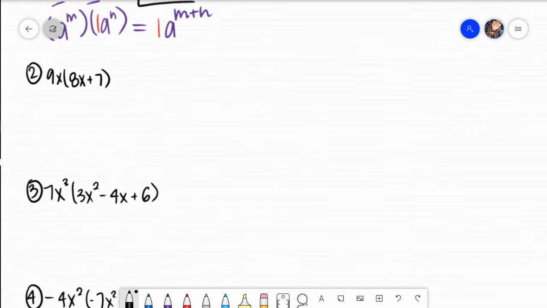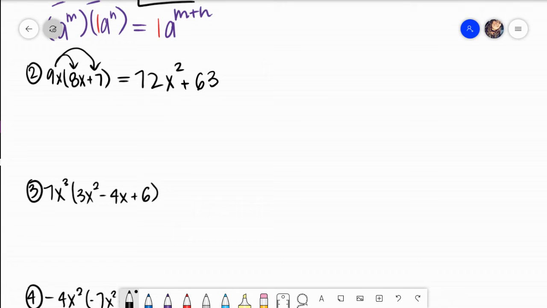Okay, let's solve a problem. We have a 9x multiplying the binomial 8x plus 7. What you do here is distribution, which we've done. We take our 9x and multiply it to everything inside the parentheses. 9 times 8 is 72. Signs are the same, so it's positive. Multiplying variables, keep and add. 9 times 7 is 63. Signs are the same, so it's positive.